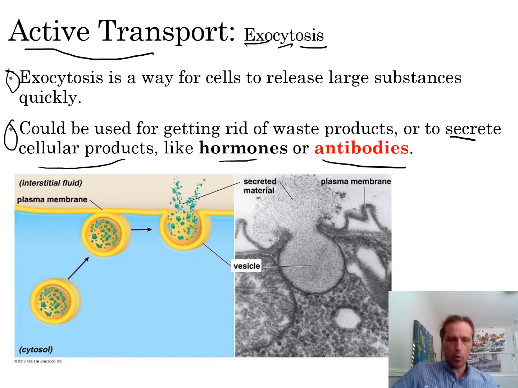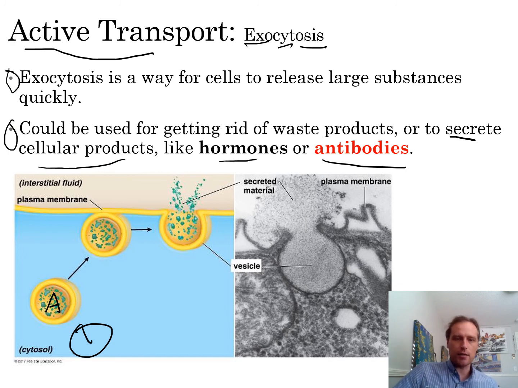How does it work? Number one, we have a vesicle that has pinched off from, say, the Golgi apparatus. Maybe it pinched off of the rough ER or the smooth ER. Anyway, it's got something in it that the cell wants to release into the environment. So this something right in here, we'll call A that something. It wants to release substance A.